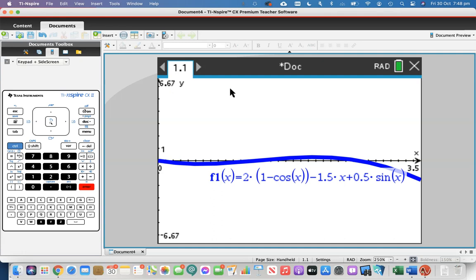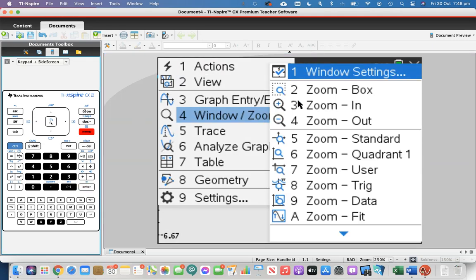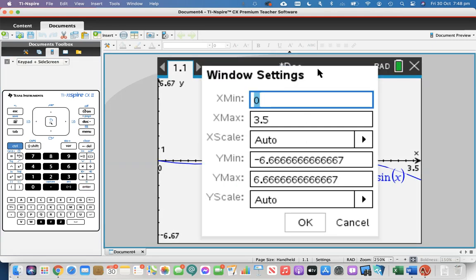And that gives me a funny old graph here. And you can see that's quite squished, which I don't like. It's a bit unclear. So I'm going to go to my menu, go to my Windows Zoom, go to my Windows settings, and I'm going to leave this because that's kind of good to have. But I'm going to change the y minimum to, I don't know, -1 and 1 by the looks of it.